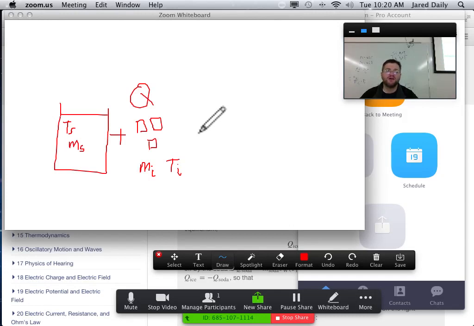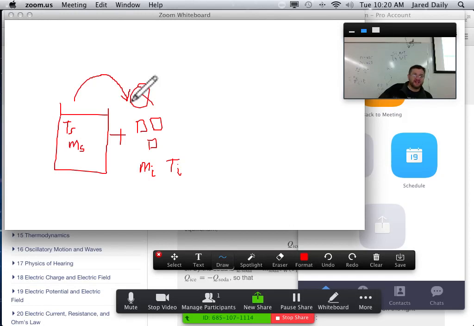Not from cold to hot, from hot to cold. So in other words, the heat is going to flow from the soda to the ice. And the heat that the ice gets from the soda is going to do what to the ice? It's going to warm it up. But since this ice is at 0 degrees, what happens to ice at 0?